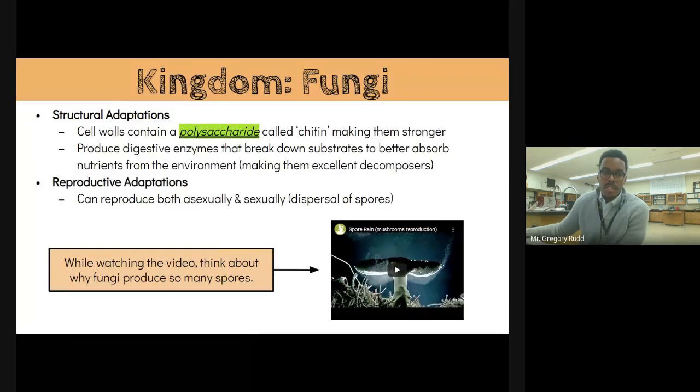Enzymes are proteins. Good. Now, proteins do quite a bit of work for organisms, for the cell. We find proteins everywhere we look. They carry out a number of functions. So it's good that we can remember that enzymes are an example of protein. But as it relates to fungi, these enzymes help to break down substrates. And so that allows them to pick up nutrients from the soil or from dead organisms that are located near them. So this makes them excellent decomposers.